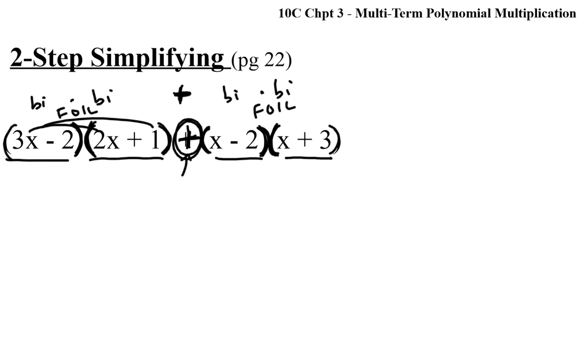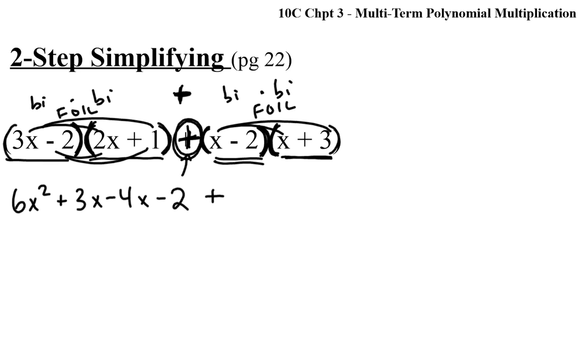So first set of FOIL: 6x squared plus 3x minus 4x minus 2, plus, now we have the FOIL here. Make sure you understand what you're multiplying. X times x is an x squared, plus 3x minus 2x minus 6. Combine all your terms now.